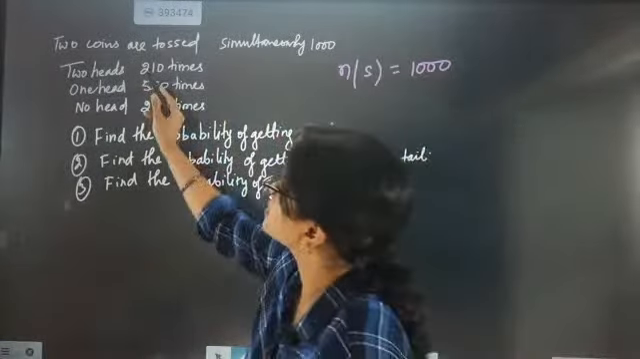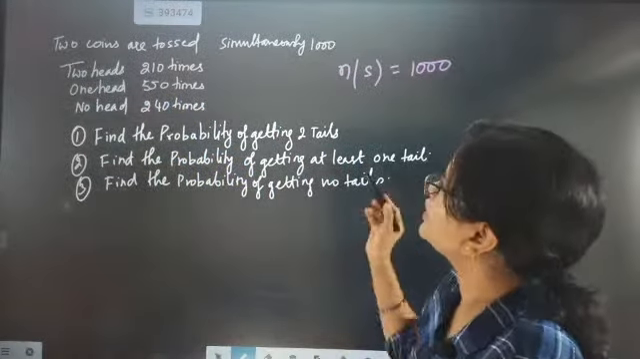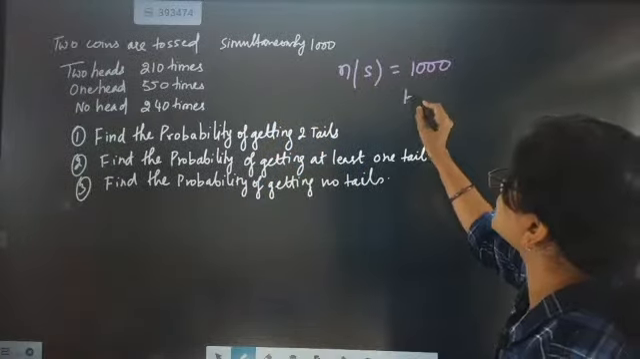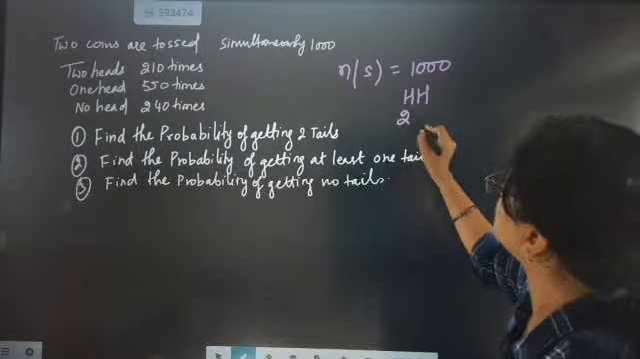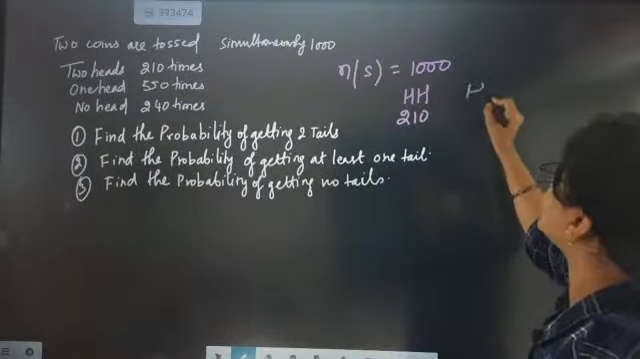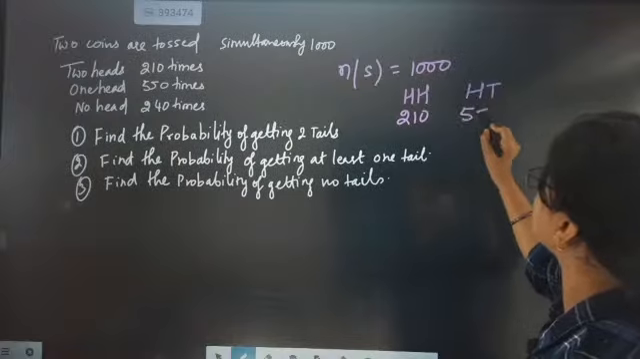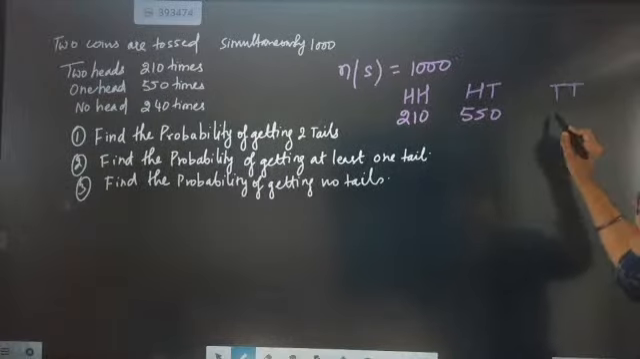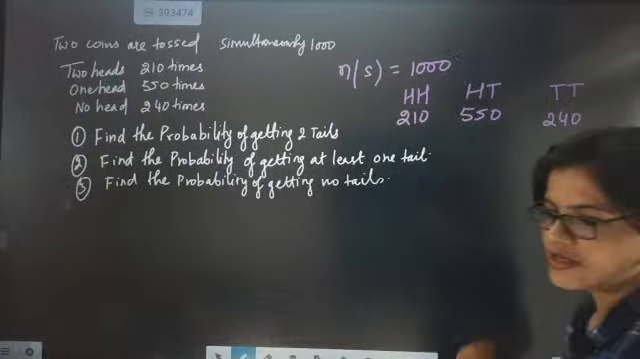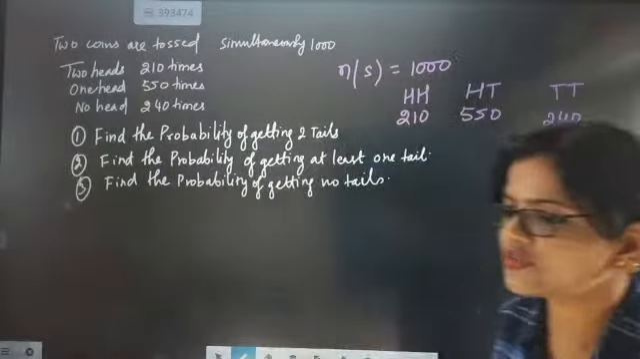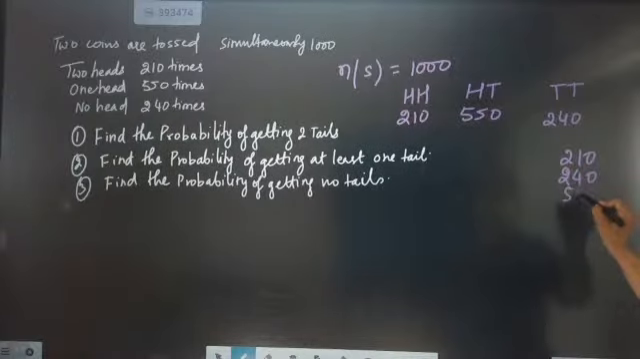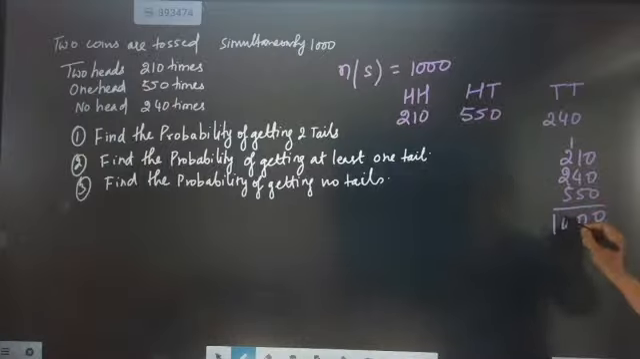Then 2 heads means 2 heads are coming 210 times. One head and one tail is coming 550 times. And 2 tails are coming 240 times. If we add them, it should give 1000. So here 210, 240, 550 adds up to 1000.